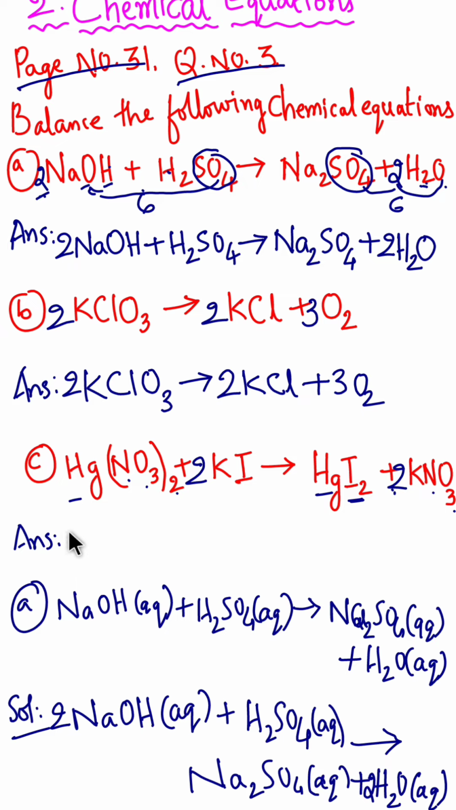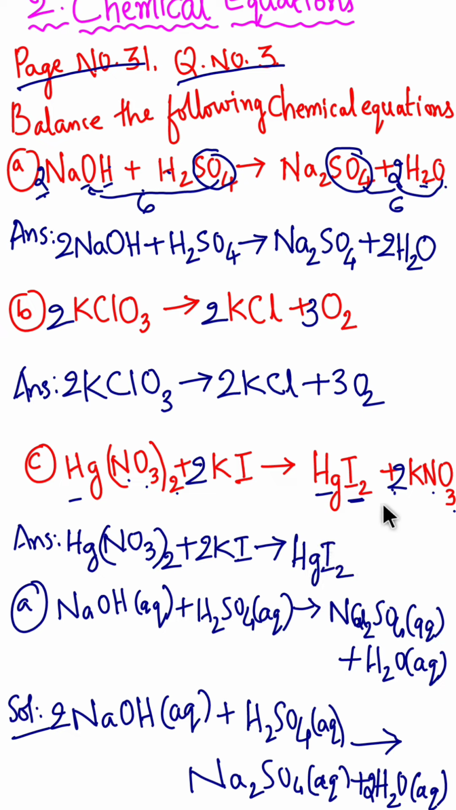Yeah. So now let us write the balanced equation. Here how? HgNO3 twice plus 2KI gives rise to HgI2 plus 2KNO3. Okay, now it is balanced. Got it? Yes, like this we can easily balance the chemical equations.